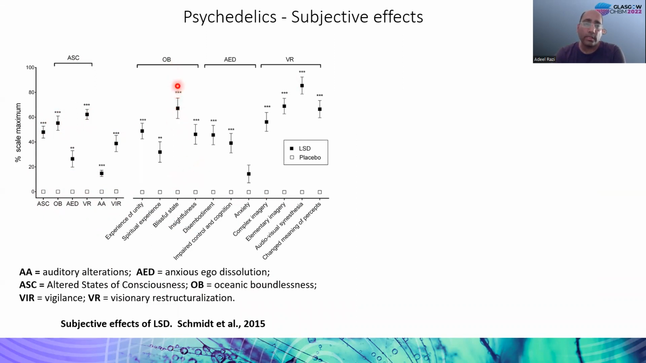For example, oceanic boundlessness is driven by blissful state and the experience of unity, while visionary restructuralization is due to profound changes in synesthesia and in elementary and complex imagery. At the same time, we see there's not much change related to anxiety in one of the scales called anxious ego dissolution, which showed a bit more increase in disembodiment and insightfulness.